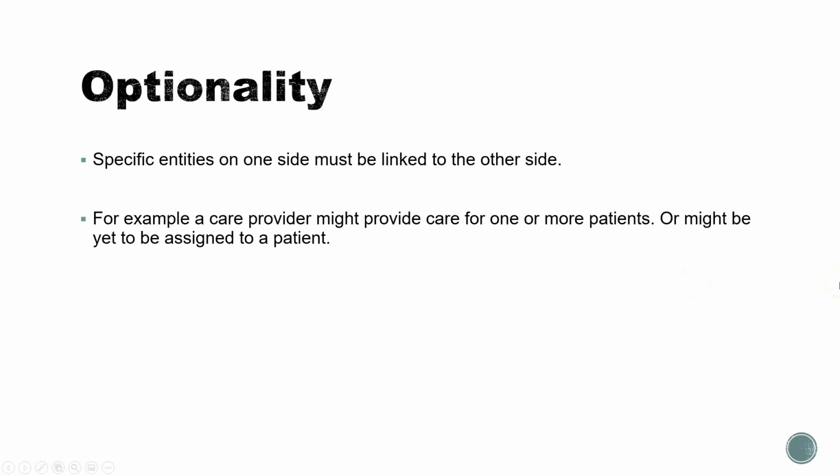Optionality basically means, does it have to be there or not? So can the data box be left what we call null? In other words, no data. And sometimes this can be the case. So I've got an example there of a care provider who might provide care for one or more patients, but you may have a patient that is yet to be allocated a care provider. So you might have records that may not require data on both sides of the relationship on occasions.